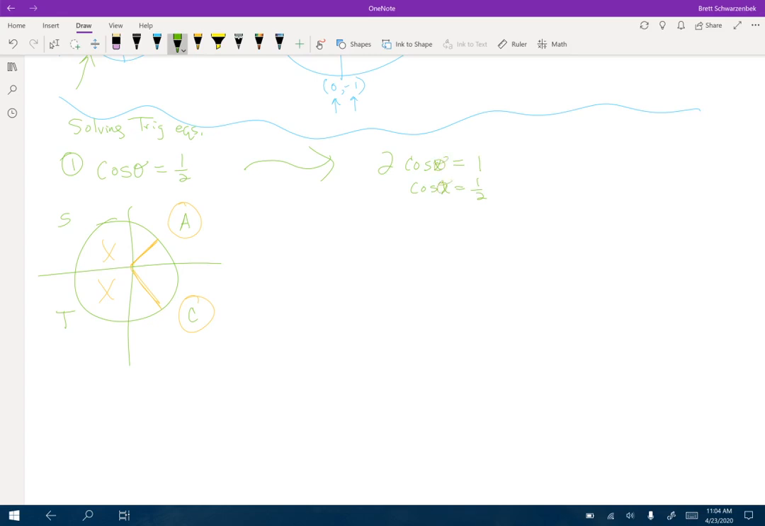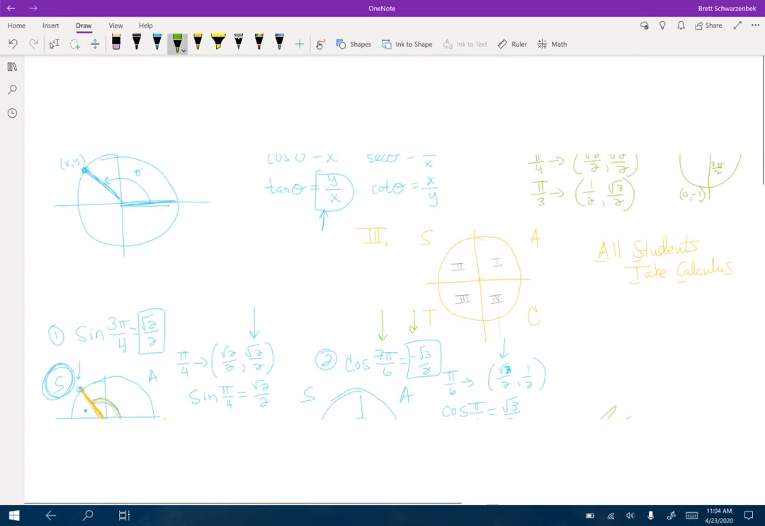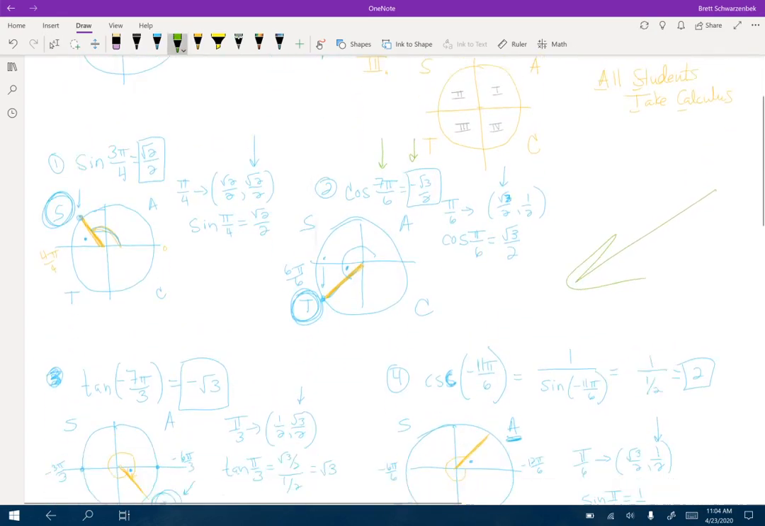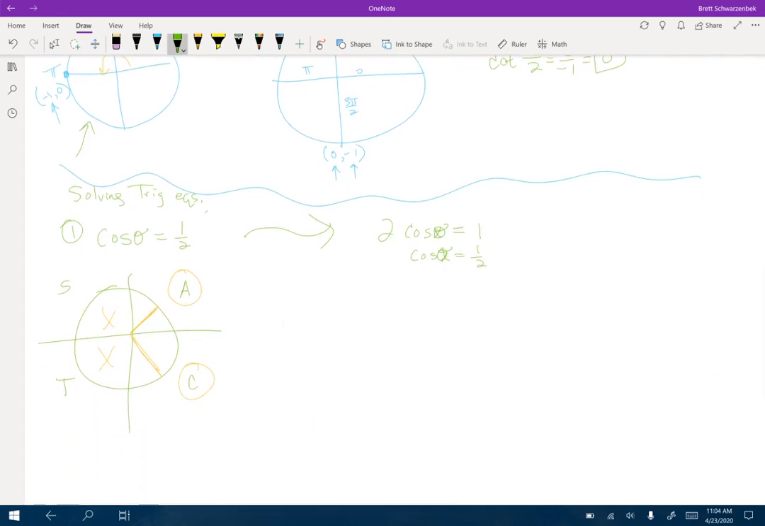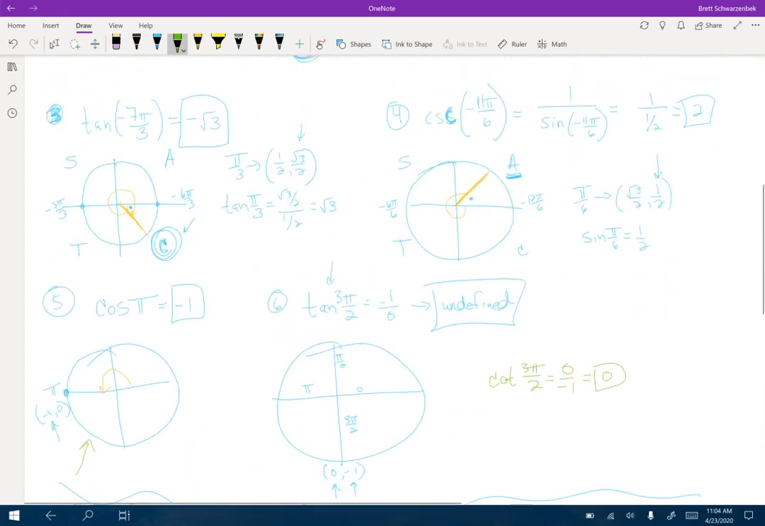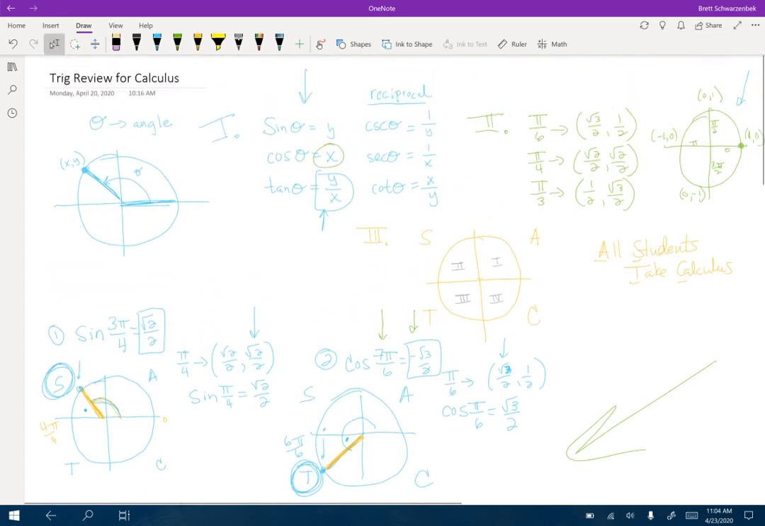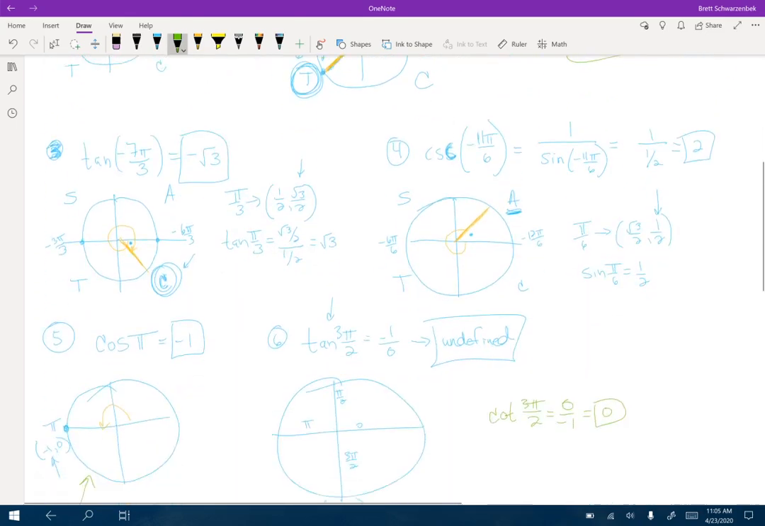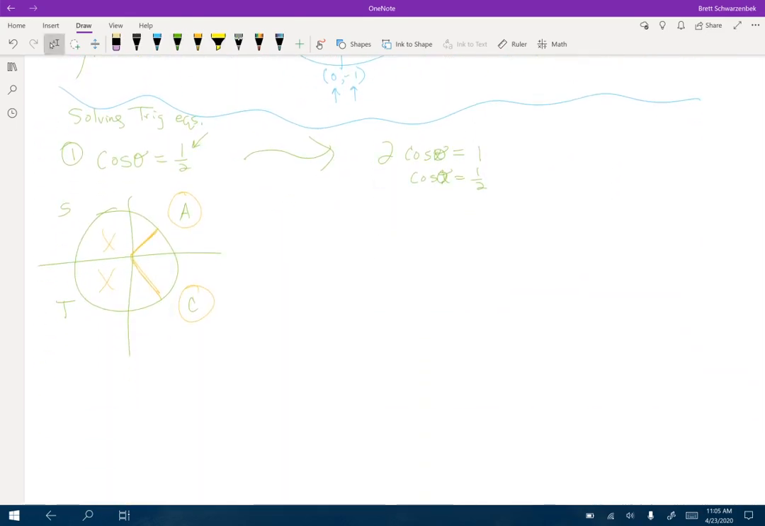Let's just say that we're looking at this and we're saying, well, what is cosine? Cosine is always the x coordinate, right? It's always the x coordinate. And when is the x coordinate going to be 1/2? So we go over here and say, oh, well, out of these three values, the x coordinate is 1/2 whenever we have pi over 3. So that means that in the first quadrant, the solution is pi over 3.